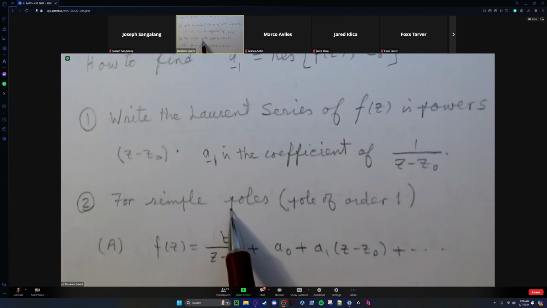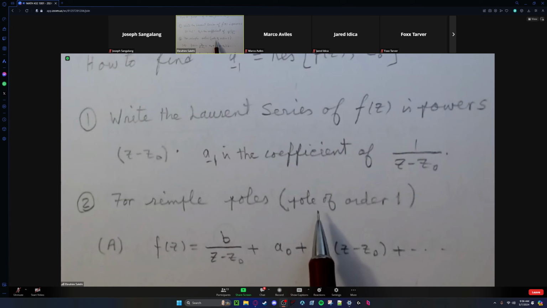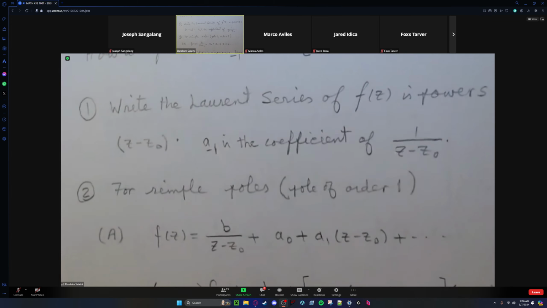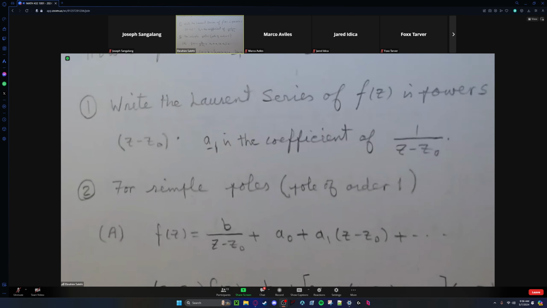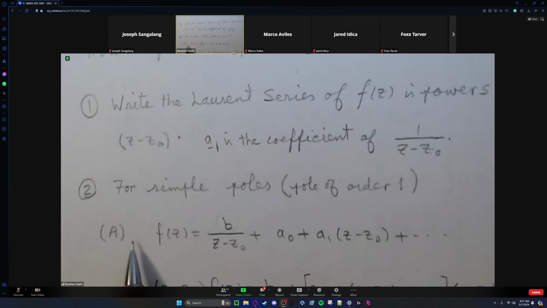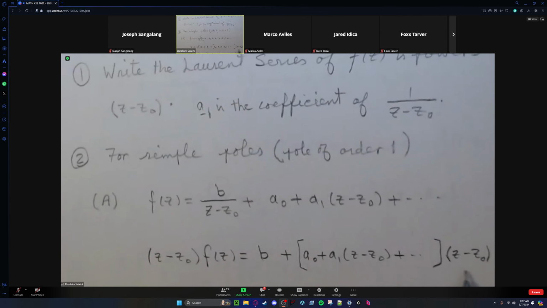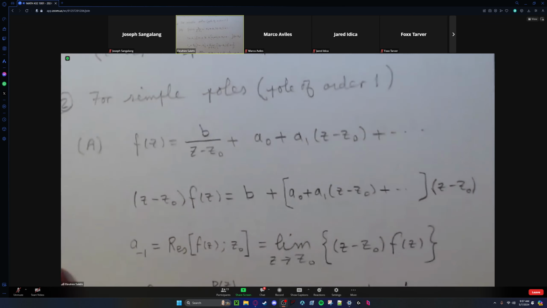Now, if you have a simple pole, meaning a pole of order 1, then the function looks like this, and we would like to find this b. This is the residue. How do you find that? Well, you can multiply by z minus z0. If you multiply by z minus z0, you get this. And you take the limit as z approaches z0, and you will find this constant. So this is when you have a simple pole.